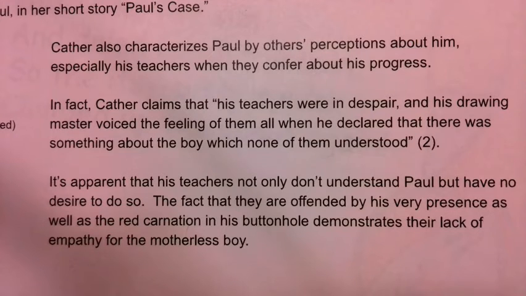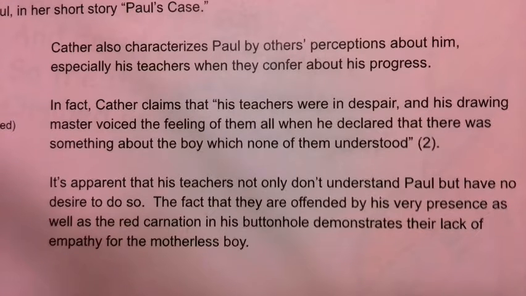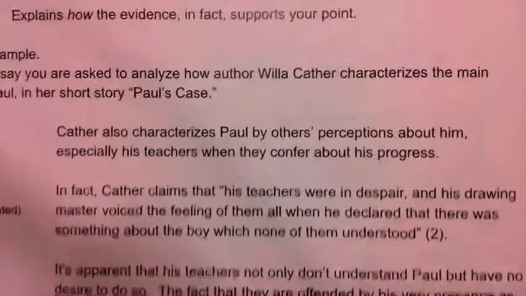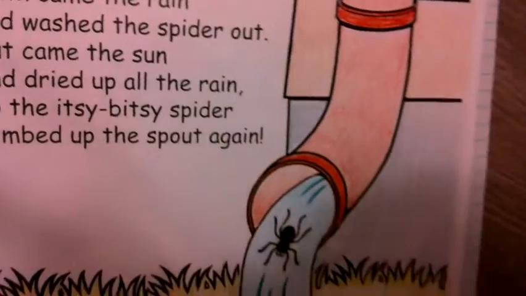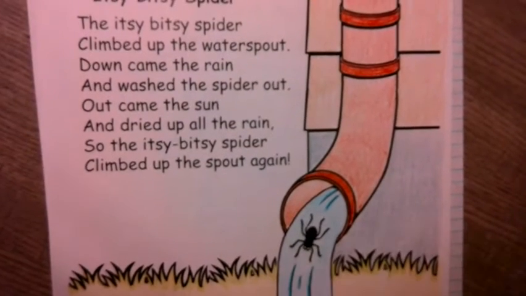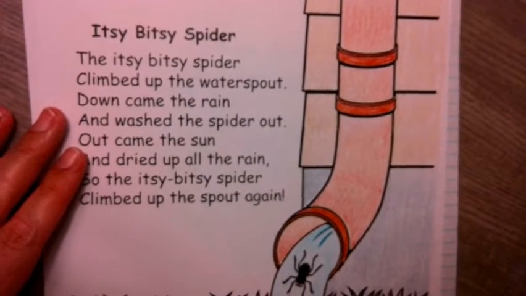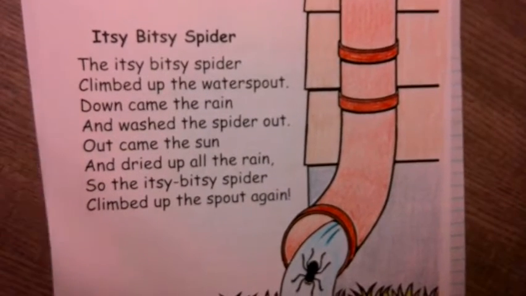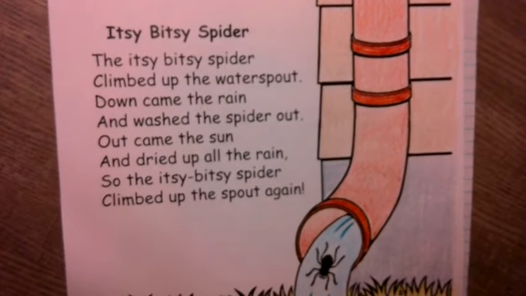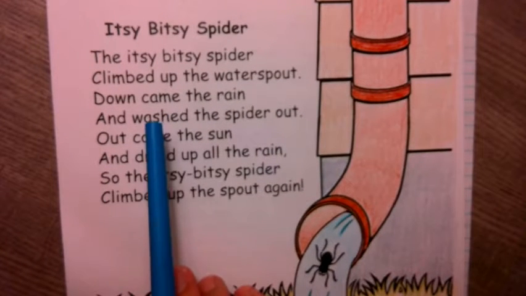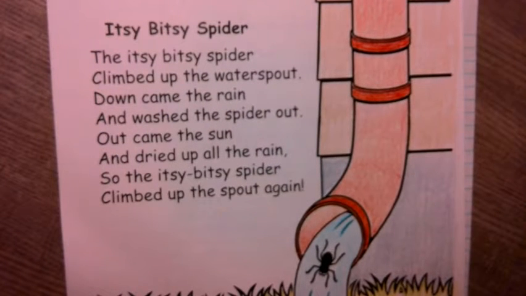practice on something that everybody knows and it's pretty easy to understand. So we're going to go with a nursery rhyme. Okay, so here we have the Itsy Bitsy Spider. I'm sure that you guys have heard of the Itsy Bitsy Spider. So just to refresh your memory, remember the Itsy Bitsy Spider climbed up the water spout. Down came the rain and washed the spider out.